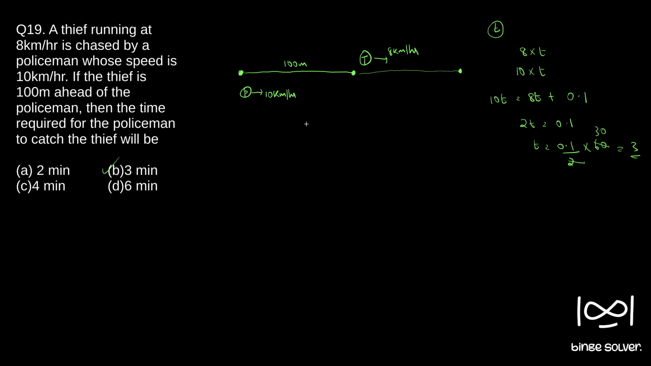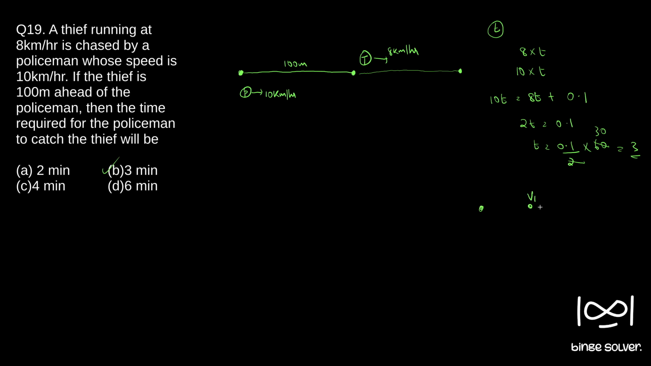We could also solve this using the concept of relative velocity. People who are familiar with the relative velocity concept can skip this part. For people who are unfamiliar, I am discussing this. The relative velocity of 2 people can be found by first seeing whether they are running in the same direction or opposite directions.